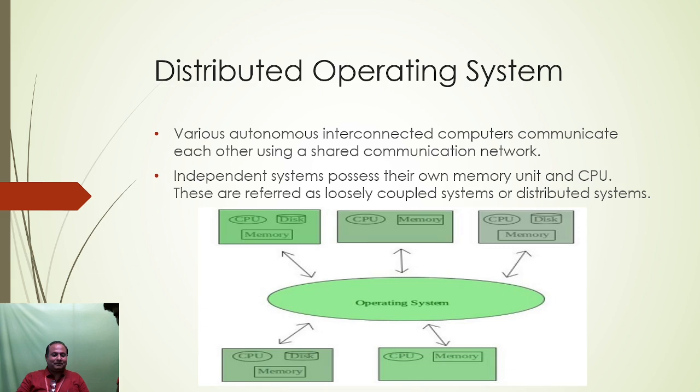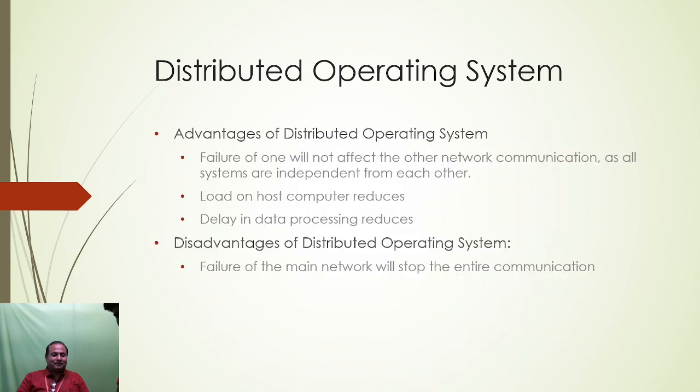So here various autonomous interconnected computers communicate with each other with the help of communication networks, which is called a distributed operating system. Here each and every individual unit or independent system has its own memory. So when you are running a program, the output may be saved into the memory of each system. If anything happens to any system, then another system will take over, so the content will not be lost in a distributed operating system.